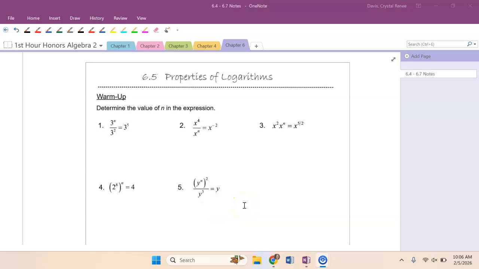Alright, so this is the video for 6.5, and in this video we're talking about properties of logarithms. Most of you will pick up on this pretty quickly, which is good. Some of you will struggle a little bit, but it'll eventually click, and it's not that bad.